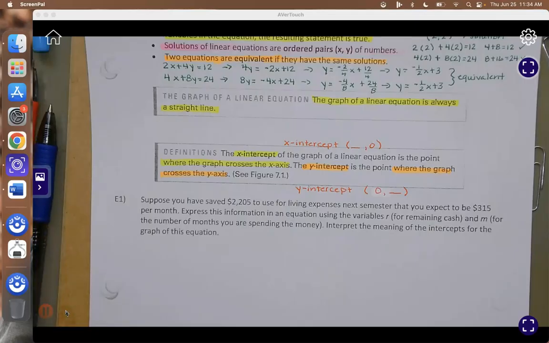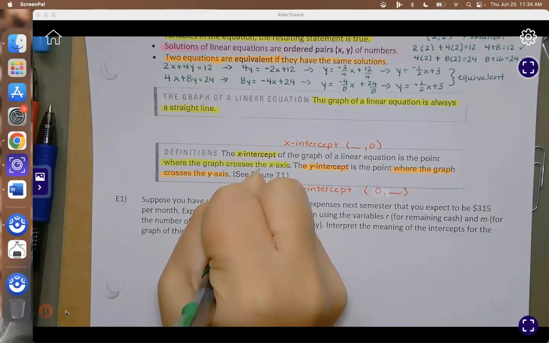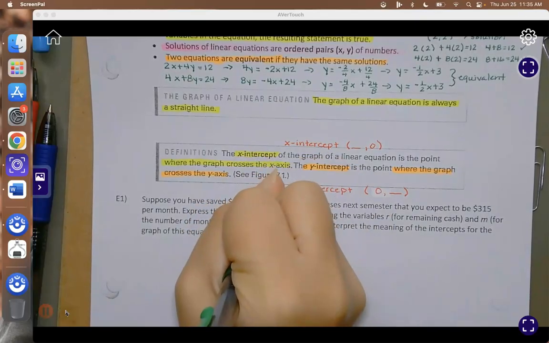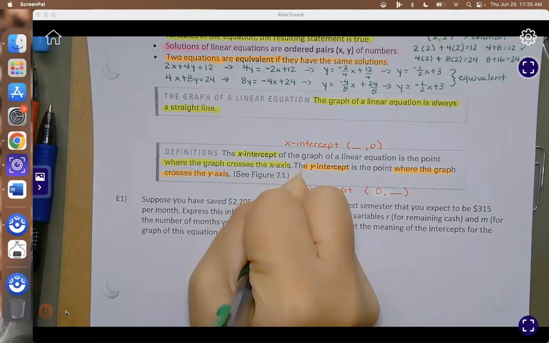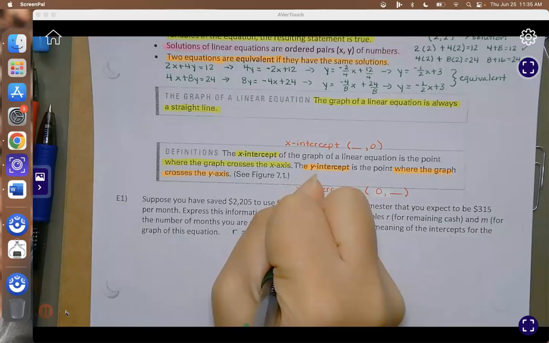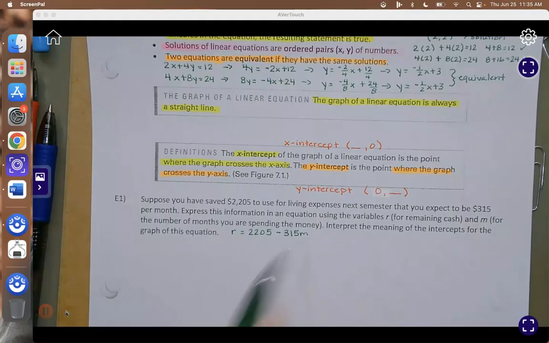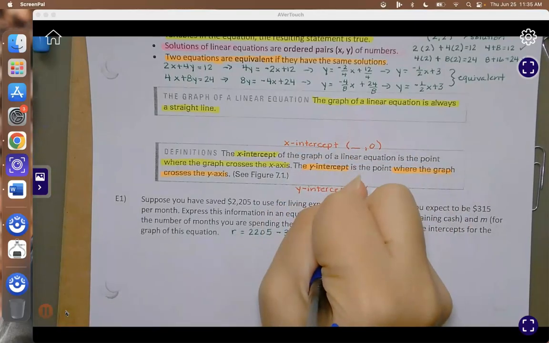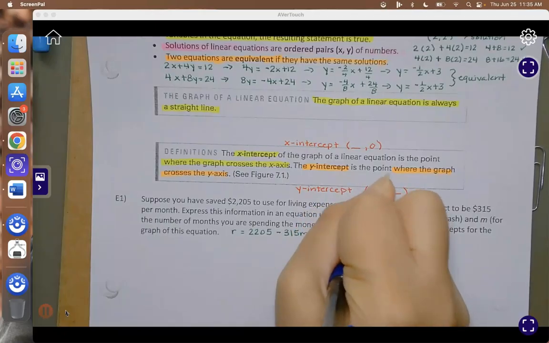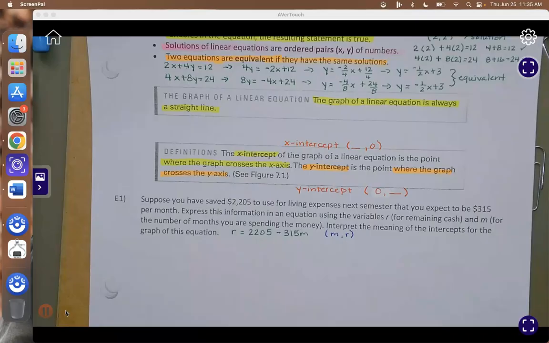All right. So if we're trying to figure out how much money we have left, we have $2,205 to start with, and each month we're losing $315. So we're losing $315 per month. Now, if you think in terms of slope-intercept form, which is what we're going to talk about in just a few minutes, your x in this problem is your m, and your y is your r.